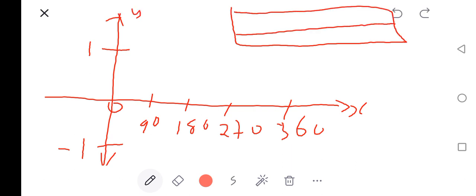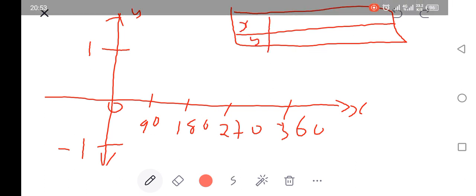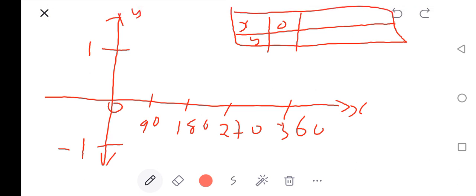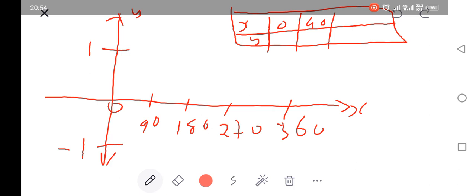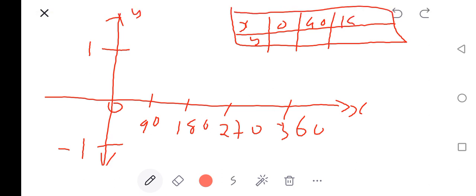Draw the diagram, indicate your X, indicate your Y, put 0 here, put 90, put 180, put 270, and then put 360. There's 360 at the end here. So let's start punching.